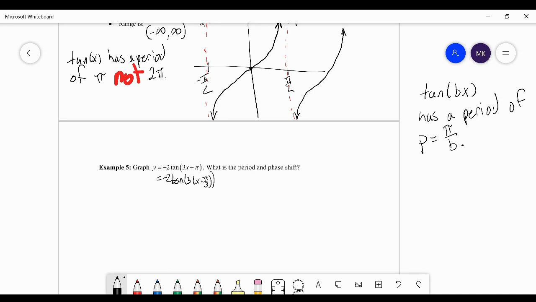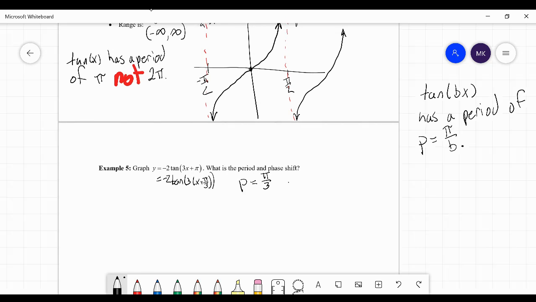So our period is pi over b. In this case, b is 3. And our phase shift, remember it's defined as x minus c. So in this case, our phase shift is going to be negative pi over 3.